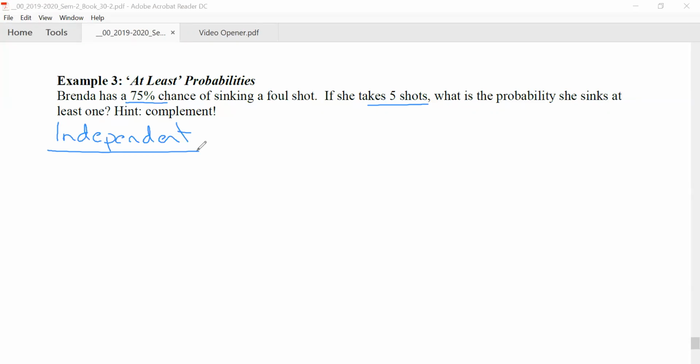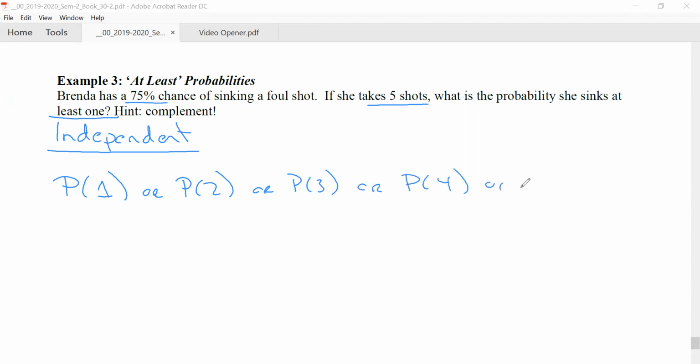So the probability she sinks at least one. Well, that means I get 1 in, or I get 2 in, or I get 3 in, or I get 4 in, or I get 5 in. Oh, what a pain in the butt. When I start getting that many cases, I want to start thinking, is there a better way to do this? Absolutely. At least one. Do you remember the shortcut here? The complement. Meaning what I don't want.